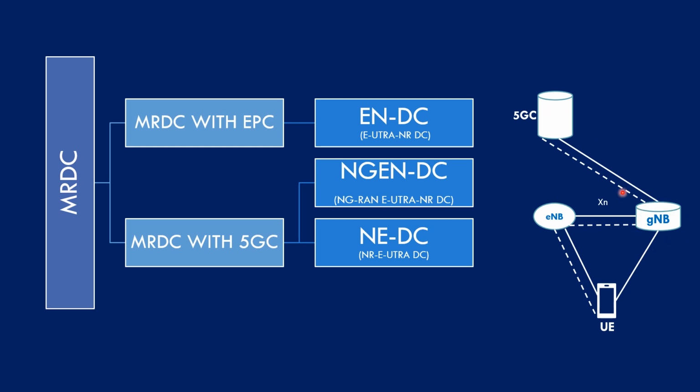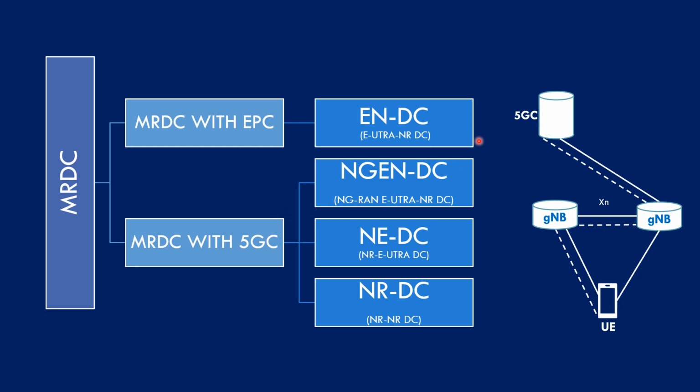So NG-RAN supports NR-EUTRA dual connectivity, or NEDC, in which a UE is connected to one G node B, which acts as master node, and one NG E node B, which acts as SN. The G node B is connected to 5GC, and the NG E node B is connected to the G node B via the Xn interface. There is one more option in MRDC with 5GC, which we call NRDC.